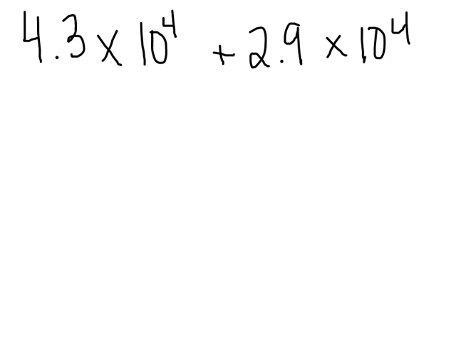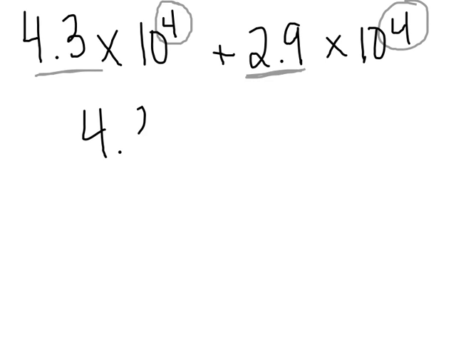So if I have 4.3 times 10 to the fourth plus 2.9 times 10 to the fourth, I'm going to look immediately and see, are my exponents the same? Well, 4.3 has an exponent of 4, and 2.9 has an exponent of 4. Since these are already the same, I can go ahead and just add my coefficients. Remember, you want to line up your decimals and fill in any zeros, but there aren't any in this case.